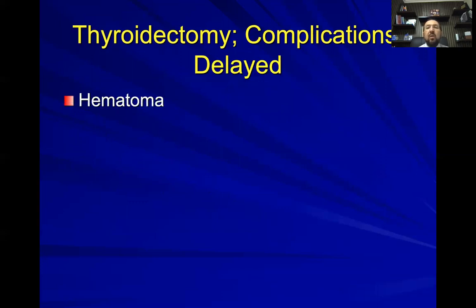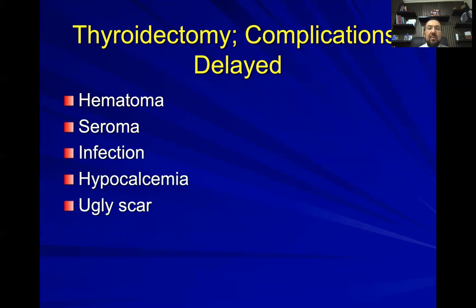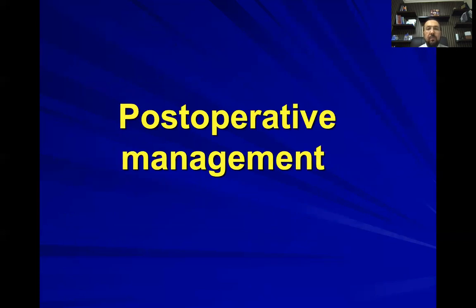Delayed ones include hematoma still, seroma, infection, hypocalcemia, ugly scar, and voice changes together with stridor. Again, it can occur as a delayed complication after a few days due to what is known as delayed recurrent laryngeal nerve injury, which is most probably due to its ischemia.